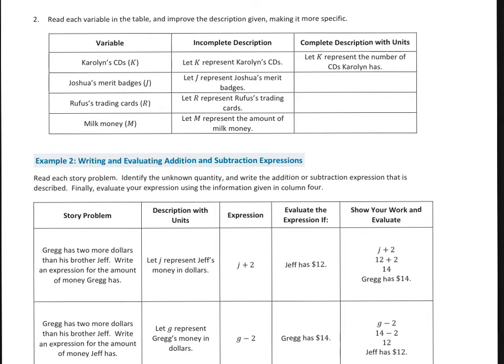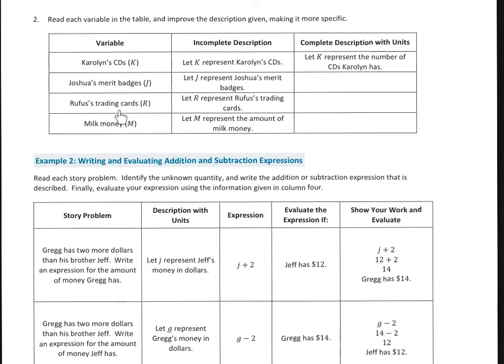And it's so important to be specific. So are these merit badges that he bought? Are these merit badges that he earned? Are these merit badges that somebody just gave him for fun, that he found on the ground? Are these trading cards that he has bought from the store? Are these trading cards that he's gotten from other friends?